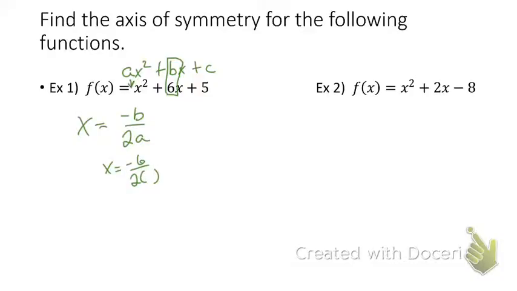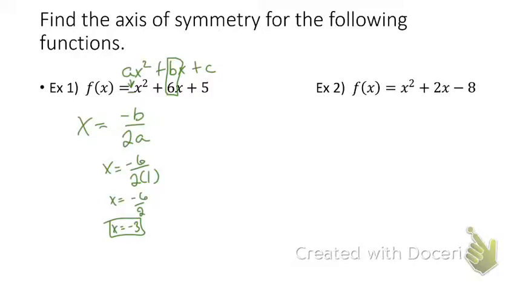A is the coefficient of the x squared. So when there's no coefficient there, we can assume there's one x squared there. And so when we work this equation out, we have negative 6 divided by 2, and negative 6 divided by 2 would be negative 3. Now we're going to save that answer because on example 3 we're going to use that answer.